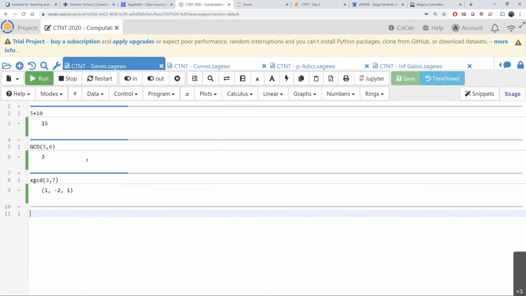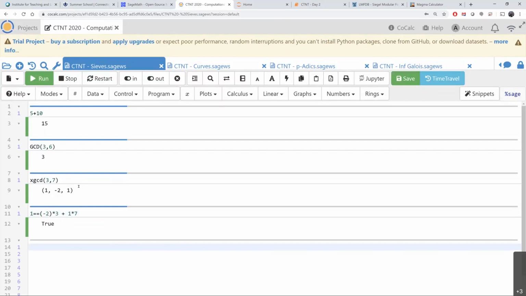What that means is trying to solve the equation: the GCD of 3 and 7, which is 1, equals AX plus BY. So it's trying to solve 1 equals 3X plus 7Y. What it's saying is that 1 is minus 2 times 3 plus 1 times 7. All right, so yeah, that's true. That's what that GCD is doing for you. Is there an XKCD command? No, there is not XKCD, but it's very close.